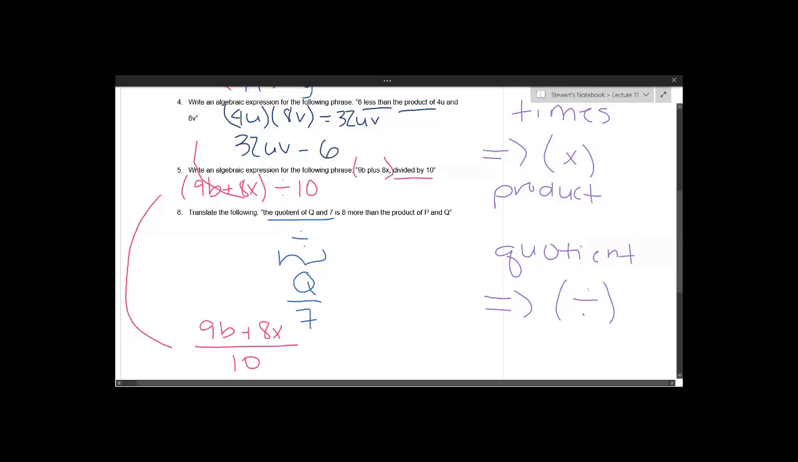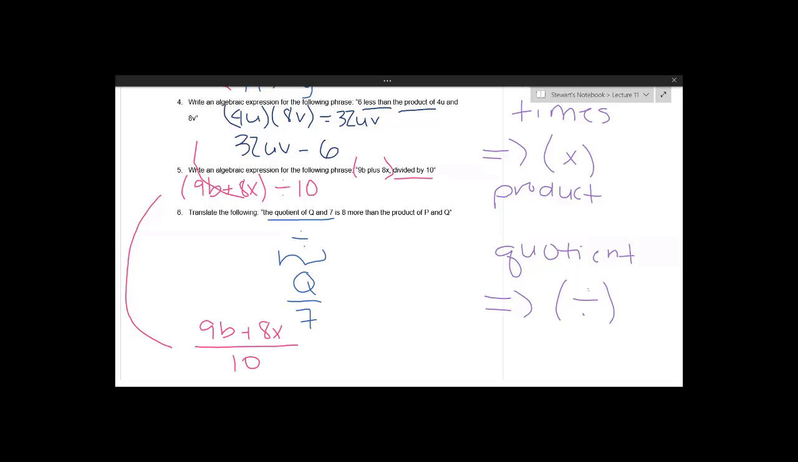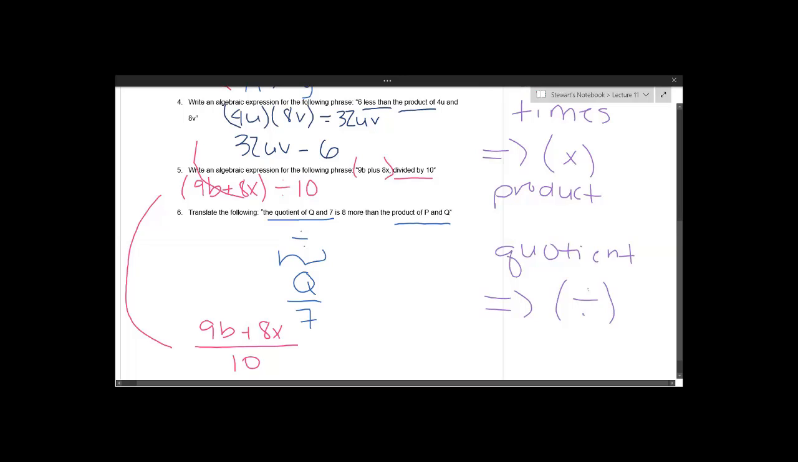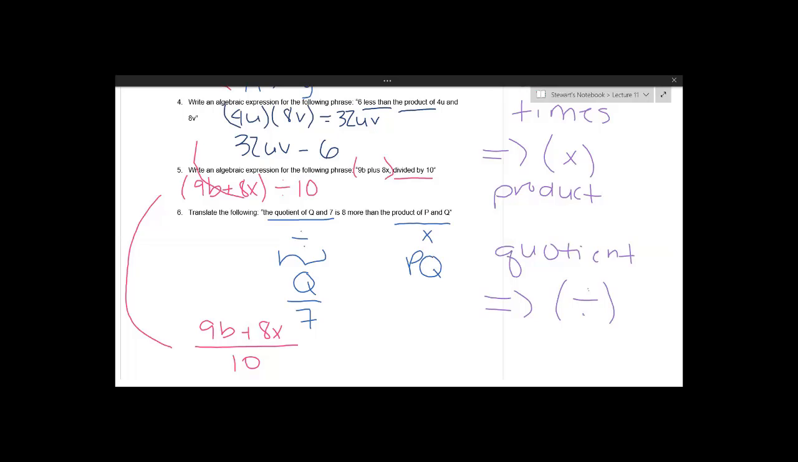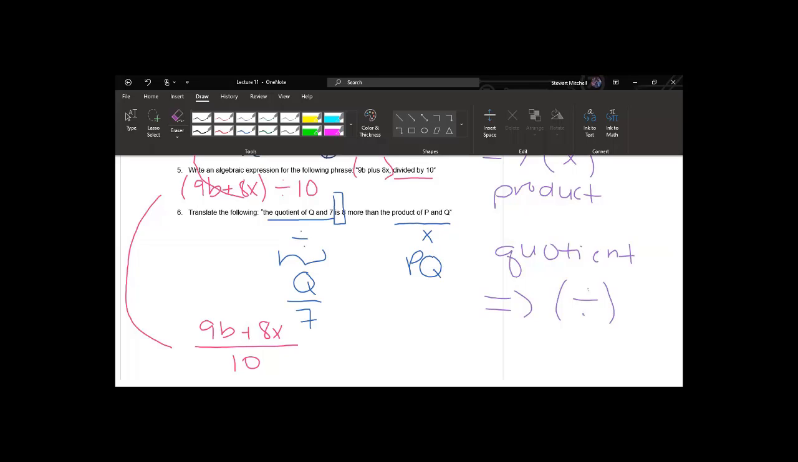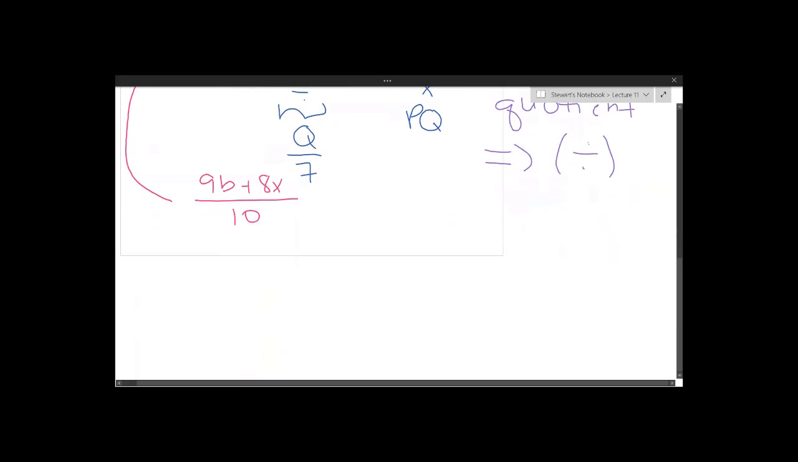The q comes before the and. It's the first thing listed, so it's going to be in the numerator. That's just conventional for listing that. And we know that that's 8 more than the product of p and q. So the product of p and q, we know that means we're going to multiply, and then p and q, it doesn't matter the order, multiplication can go either way, so we'd have pq. The important word here that divides these is "is." Is means equals when you're talking about two different expressions in this case.